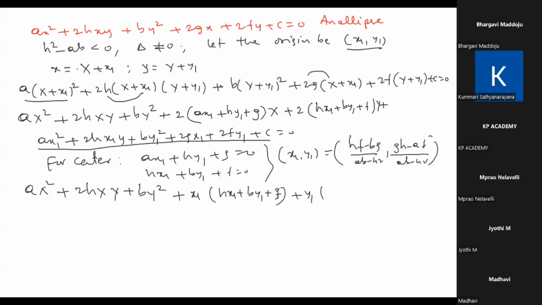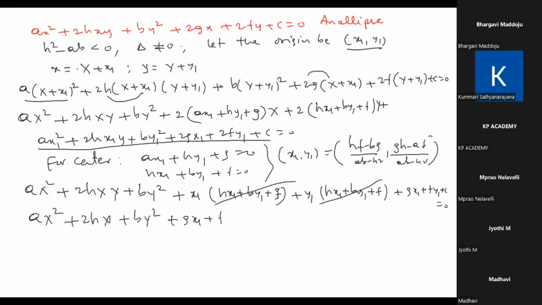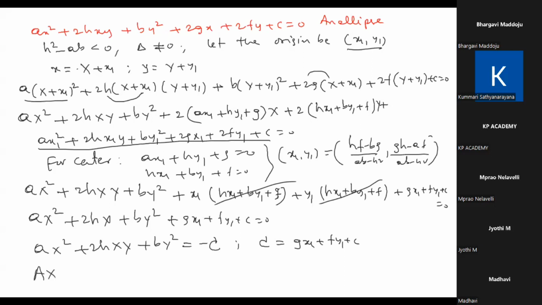Plus y1 into hx1 plus by1 plus f plus gx1 fy1 plus c is equal to 0. So this is a transformed ellipse, right? By square plus gx1 plus fy1 plus c. So this I'll take 2hxy plus capital letters, is equal to minus c. What is capital C? It is gx1 fy1 plus c. So divided by capital C, the small a by minus capital C, I will take as capital A.